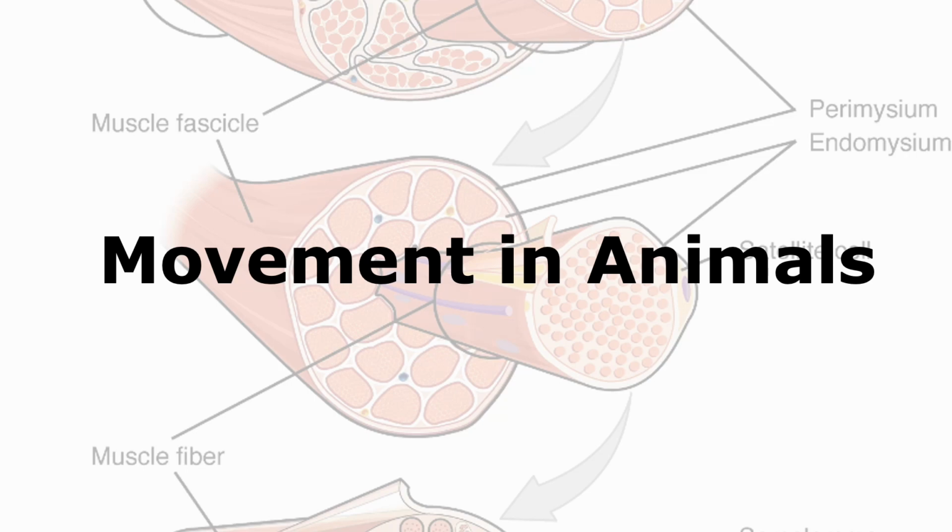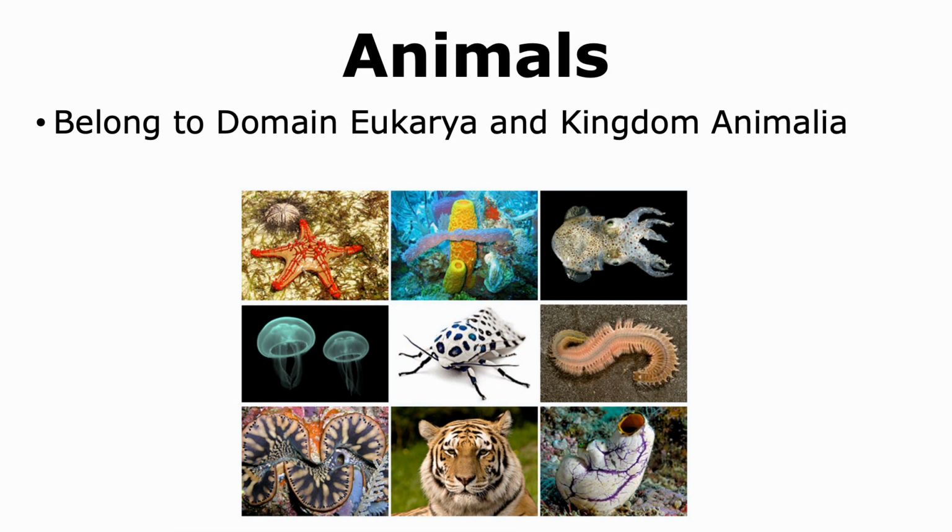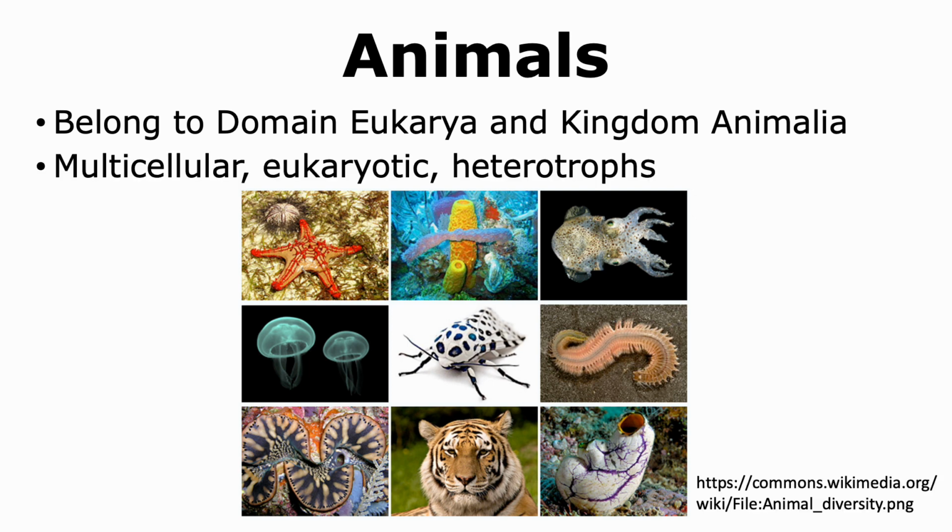In this talk, we are going to learn about how animals are able to move. Animals are organisms that belong to the domain of eukarya and the kingdom of Animalia. All animals are multicellular eukaryotic heterotrophic organisms.